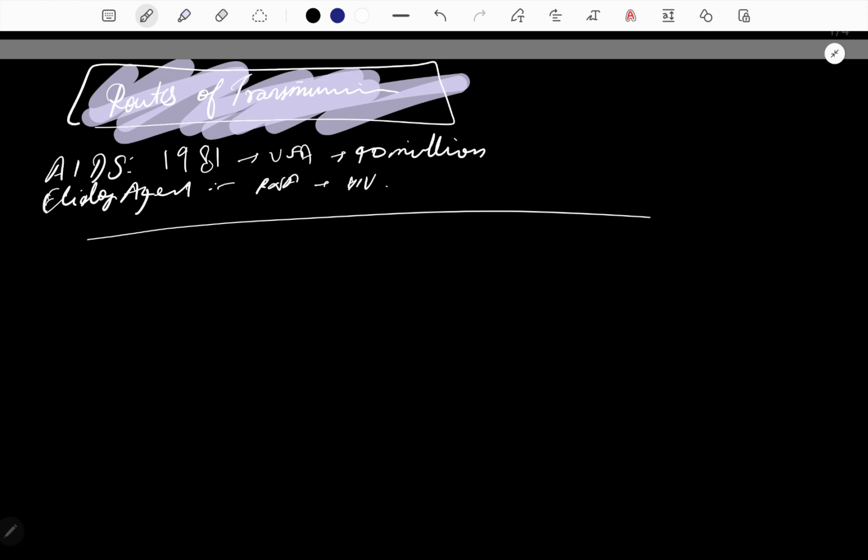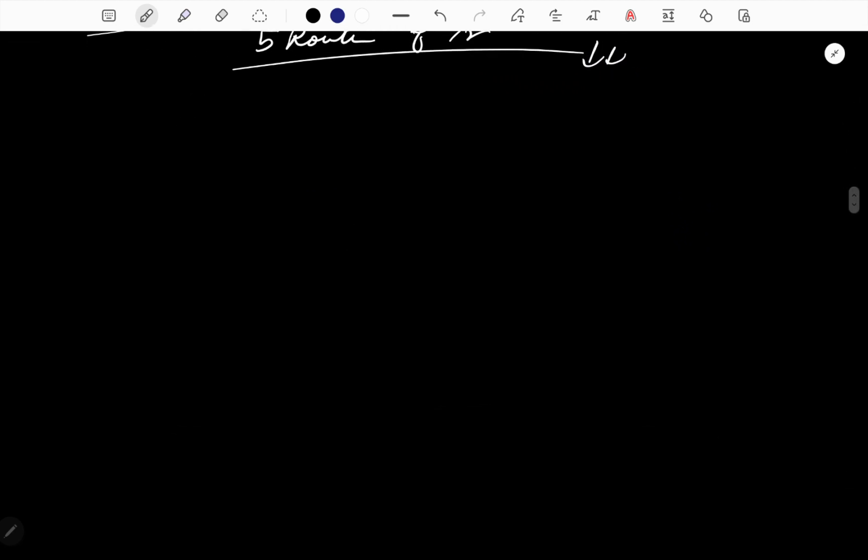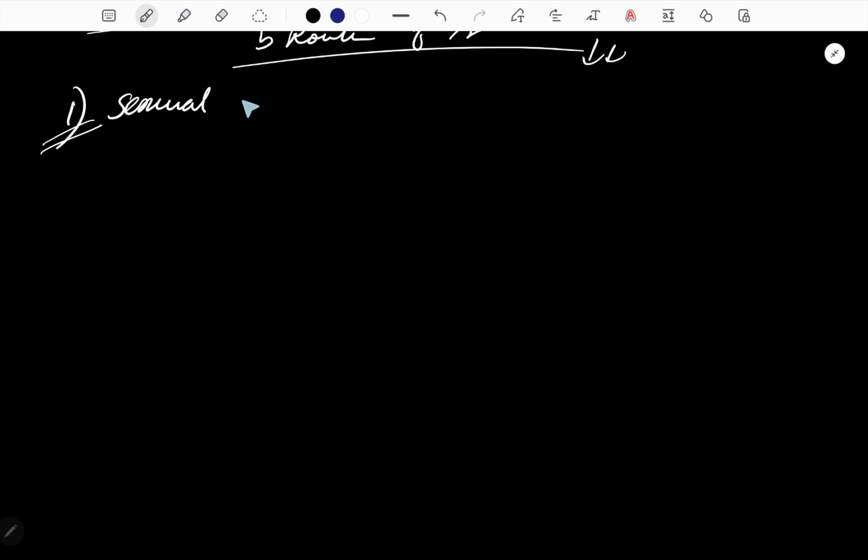Now we'll be discussing the routes of transmission. There are basically five routes of transmission. We'll be discussing them one by one in detail as given below. The first and most common route of transmission, as we all know, is sexual transmission. It is an STD, a sexually transmitted disease.